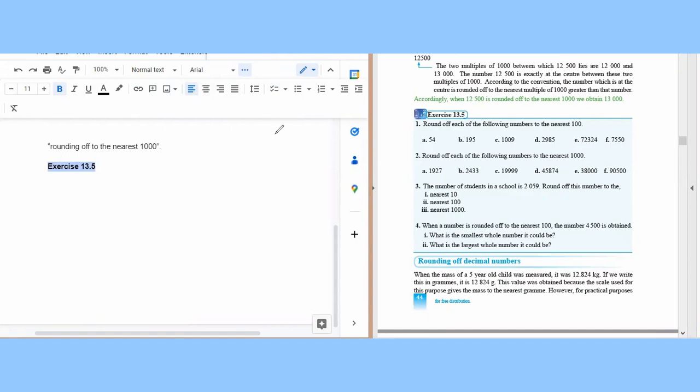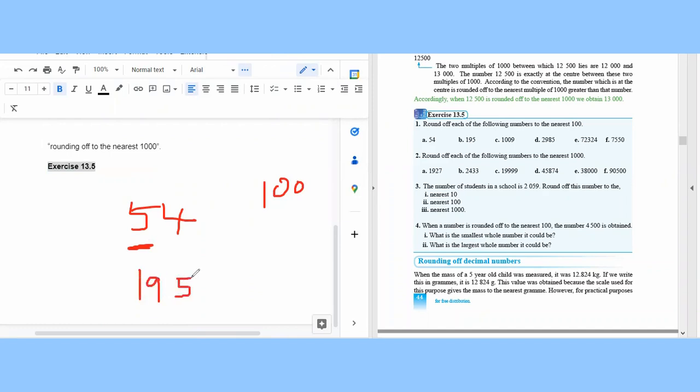So round off each of the following numbers to the nearest 100. If it is 100, you look at the tens column. You always look at the tens column. If it is 5 or more than 5, you round up. If it is less than 5, you round down. So this is 5. So 5 means you go to the next multiple of 100, which is 100. Then 195. If you're rounding to the nearest 100, you look at the tens column.